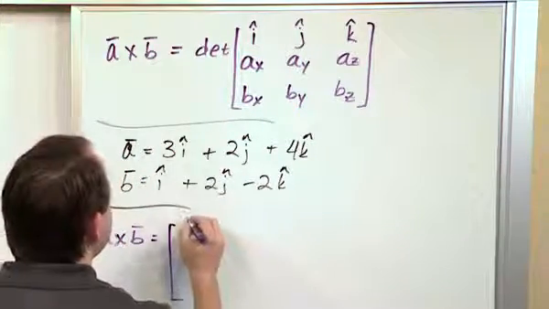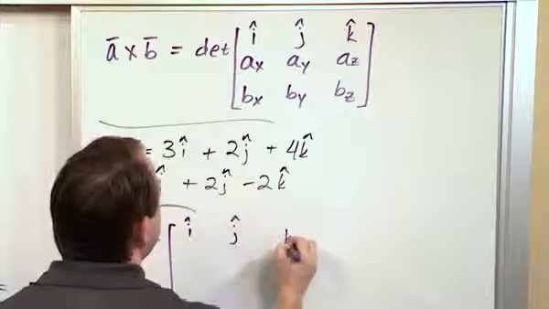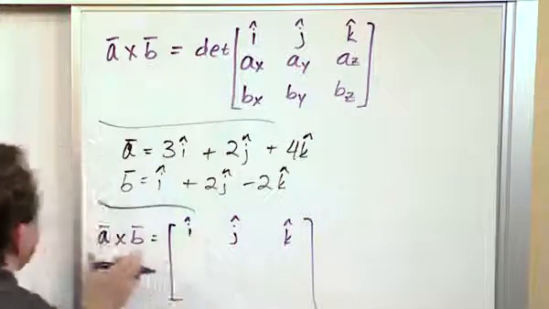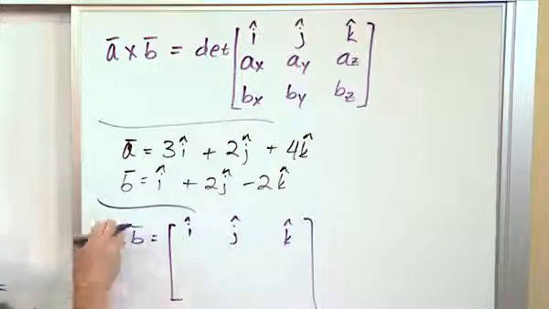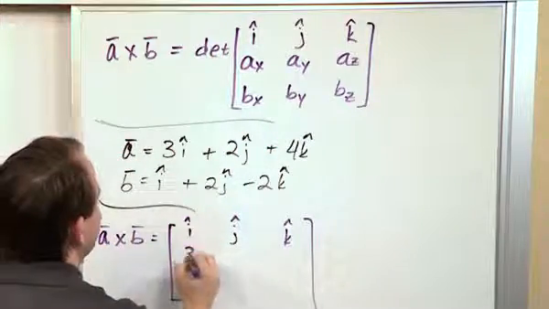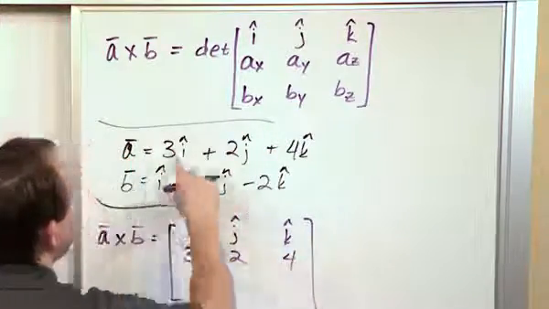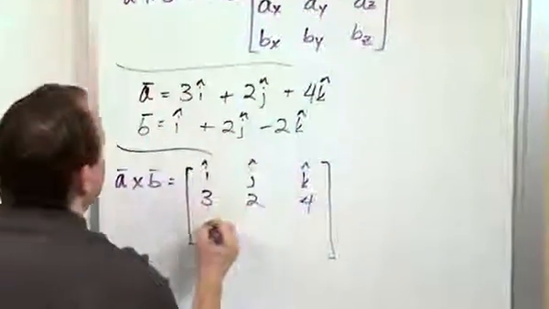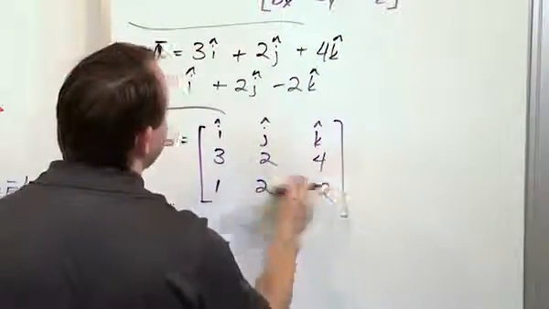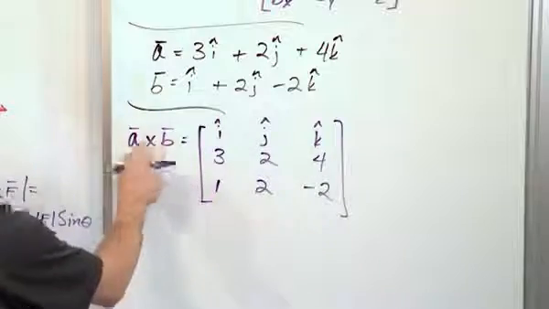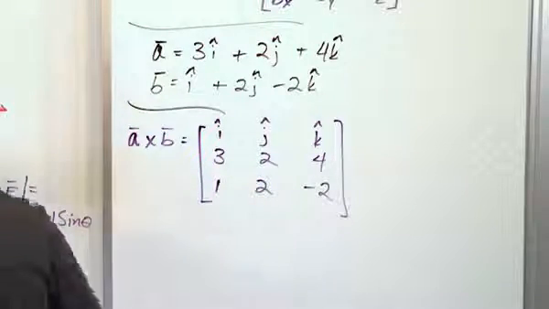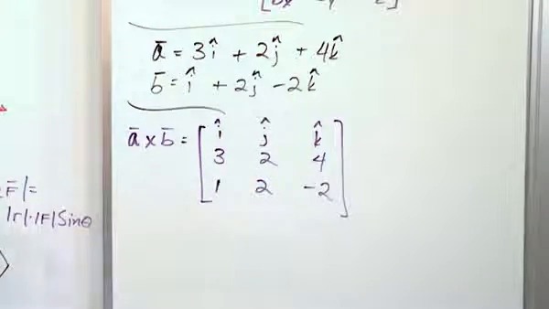Your first row is just I, J, and K. With the cross product, the order matters. So the first vector has to be the vector A: 3, 2, 4. These are the components. Vector B is this one: 1, 2, negative 2. You have to have them in the proper order because with the cross product, the order does matter.